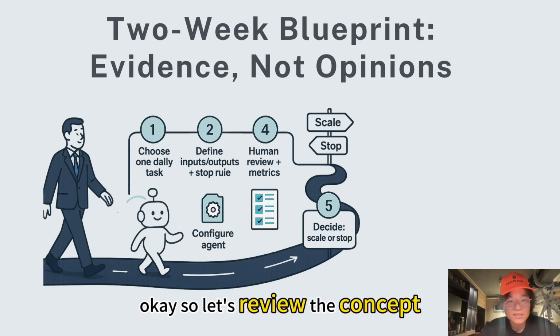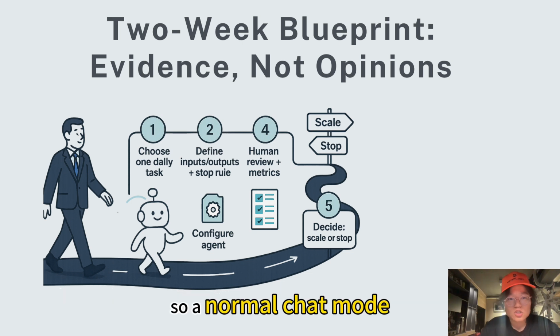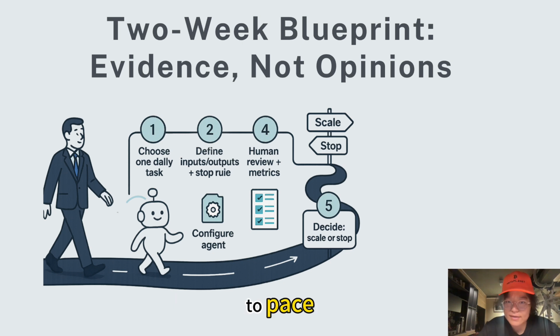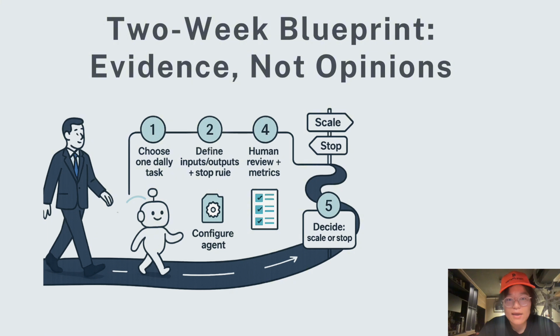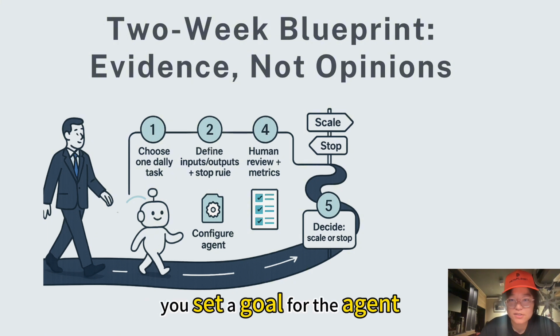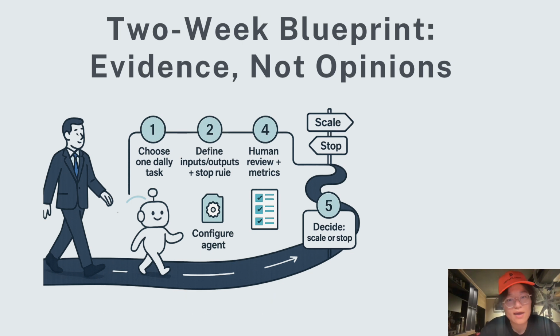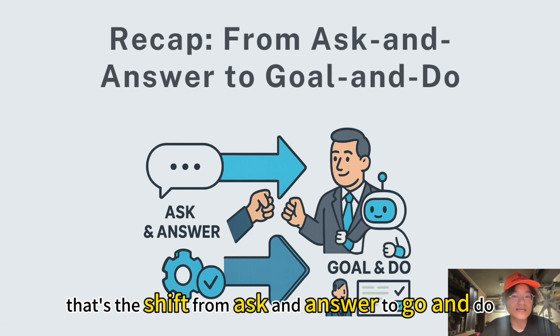Okay, so let's review the concept: the difference between an AI agent and a normal chat mode. A normal chat mode is great when you have time to prompt, paste, and polish as you explore the whole workflow. An AI agent is something different. You set the goal for the agent, it plans, it does the work with the tools you already approved, and it reports back. That's the shift from ask and answer to go and do.